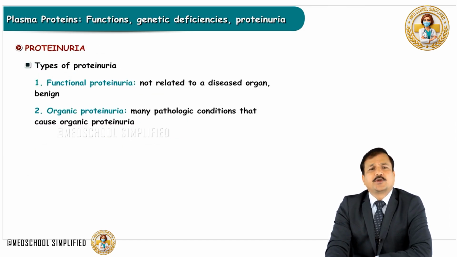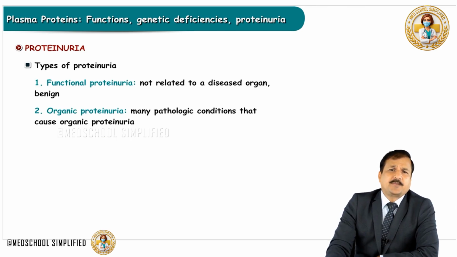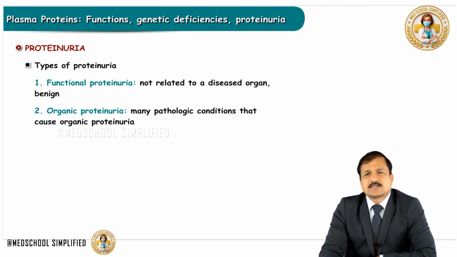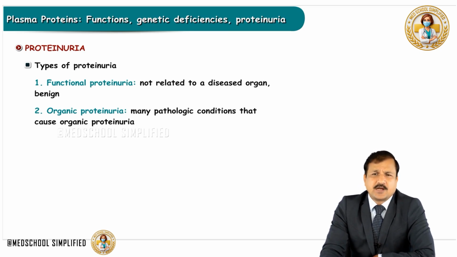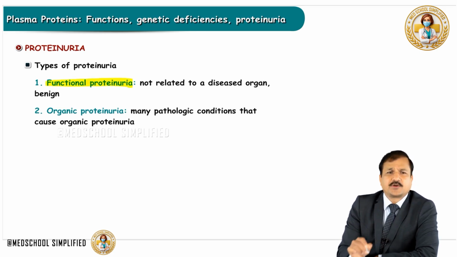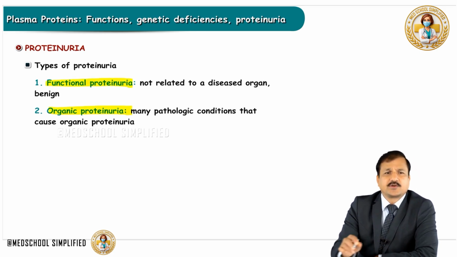Now coming to proteinuria. When protein appears in urine in detectable quantities, it is called proteinuria, and if the protein coming out in the urine is albumin, it is specifically referred to as albuminuria. There are two types of proteinuria: one is functional proteinuria, the other is organic proteinuria.